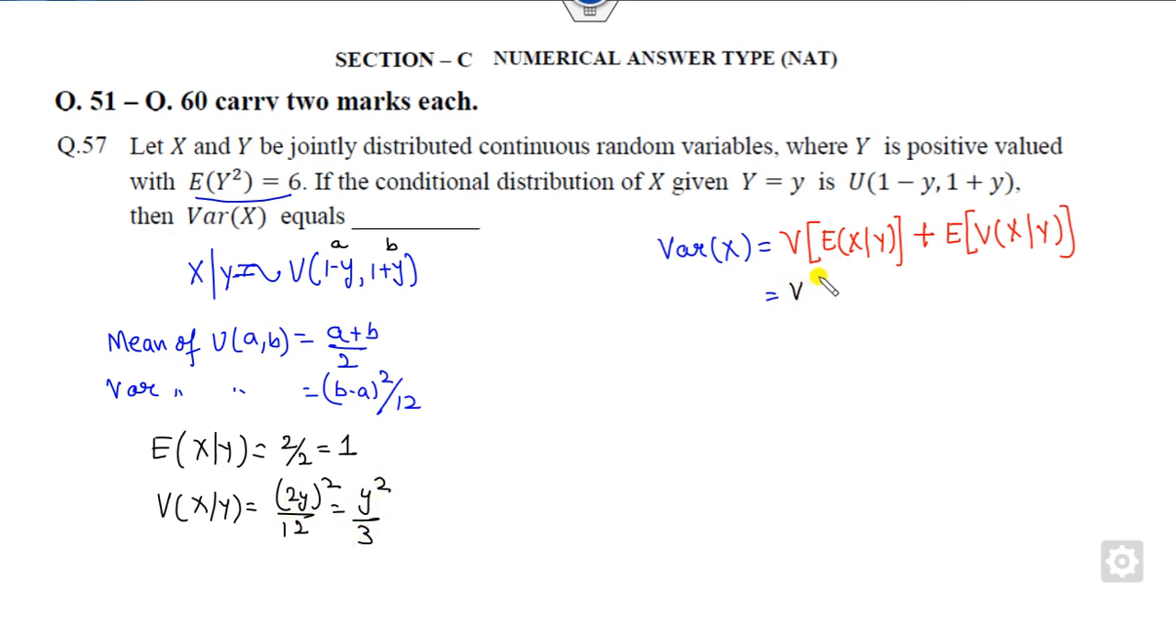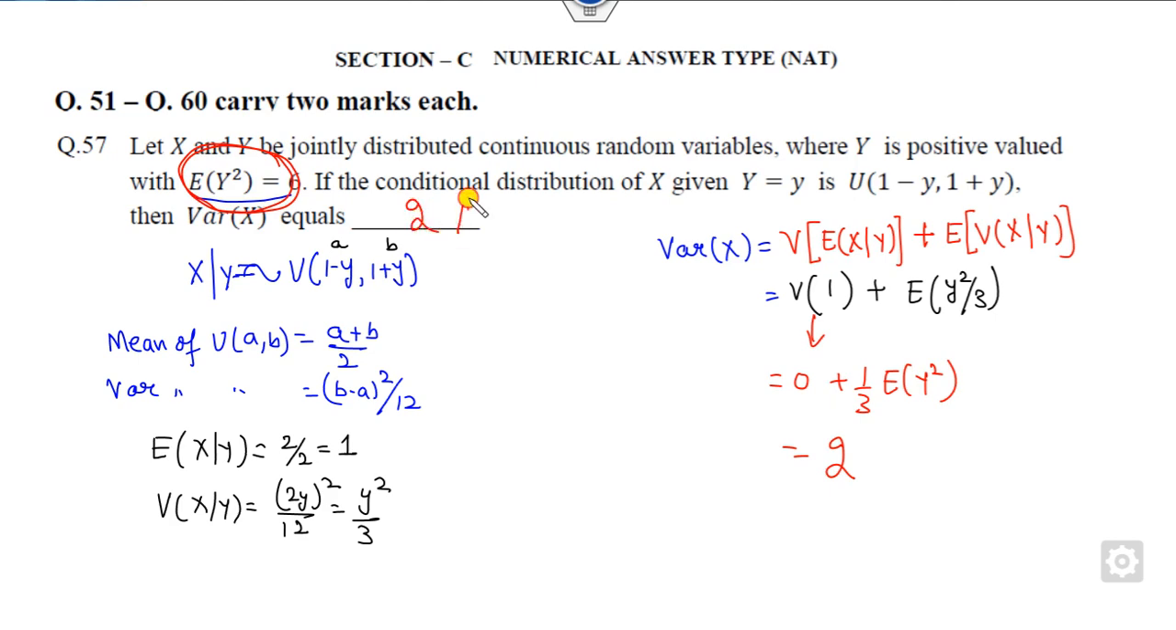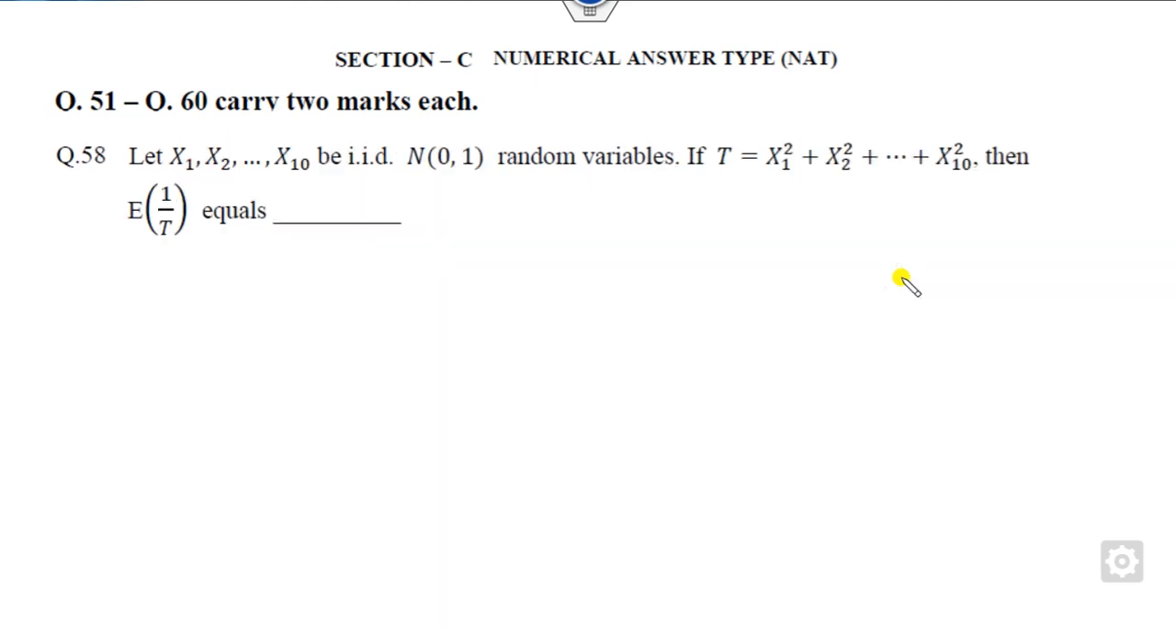So we can substitute here: variance of 1, plus expected value of y square by 3. Variance of the constant value is 0. 1 by 3 is outside. What is the expected value of y square? It is given to you as 6. So the answer is 2, the right answer. So this is the straightforward formula that you can utilize.